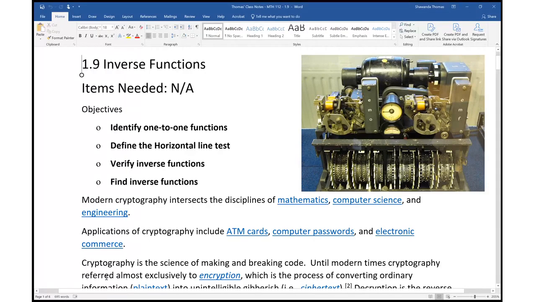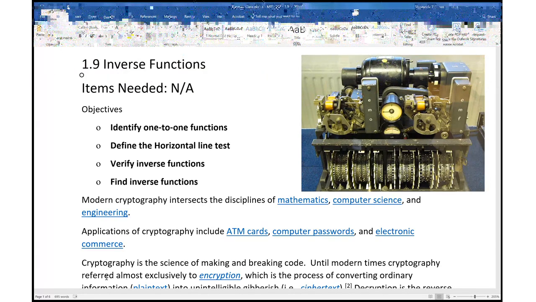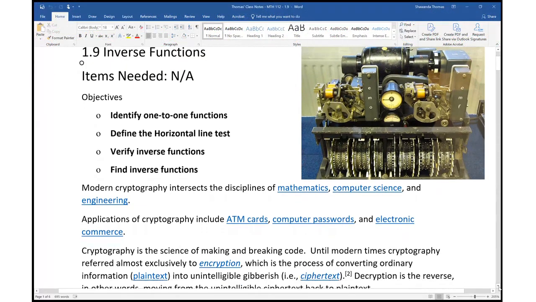Modern cryptography intersects the disciplines of math, computer science, and engineering. Applications of cryptography include ATM cards, computer passwords, and electronic commerce. Cryptography is the science of making and breaking code.